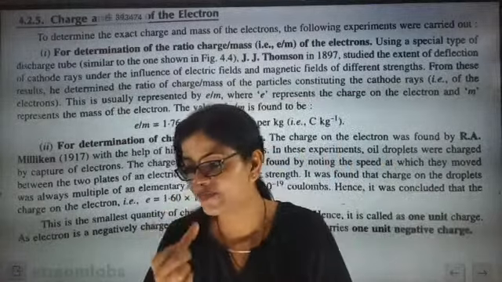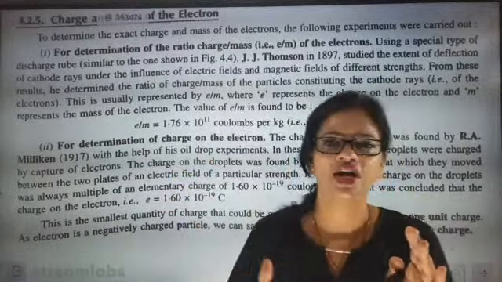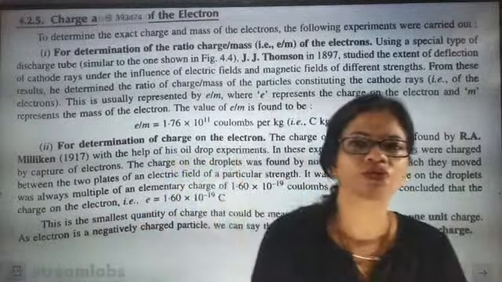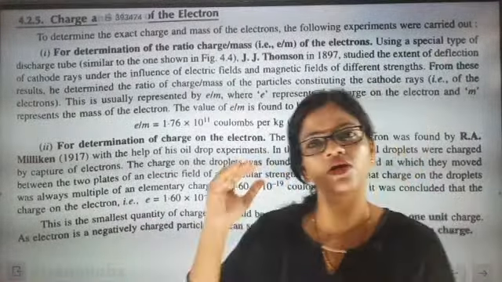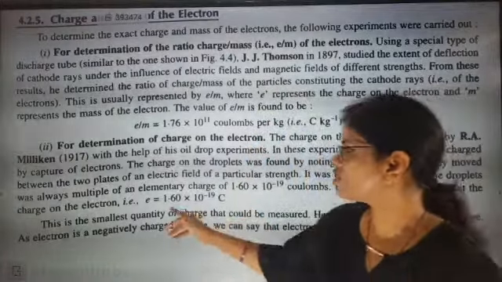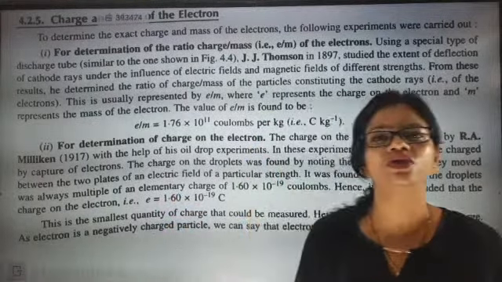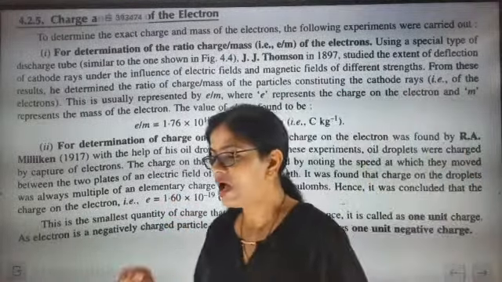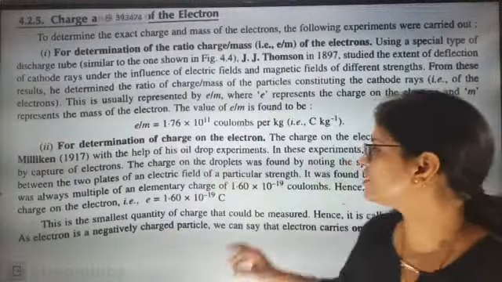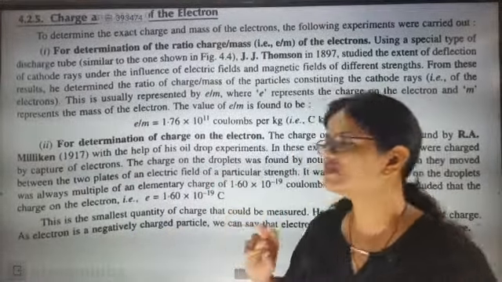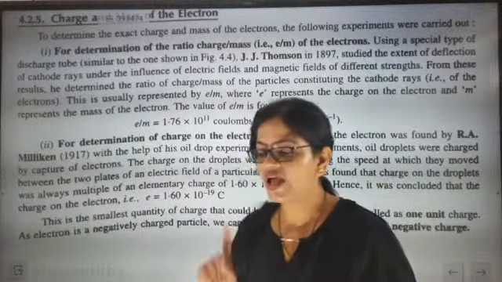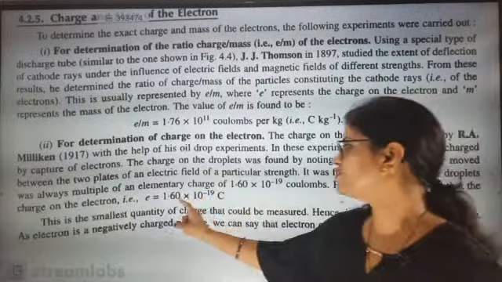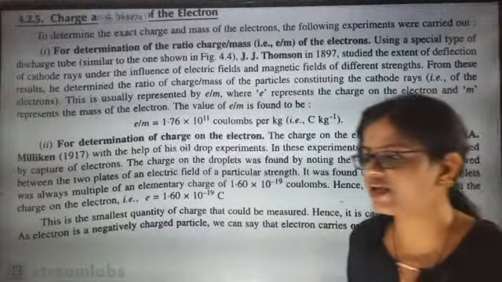At the time of measuring the charge, no matter how much the current was changed, every time the recording was the same. The recording was 1.6 × 10^-19 coulomb. I hope everybody understood what the charge was there. Every time the charge was 1.6 × 10^-19 coulomb.